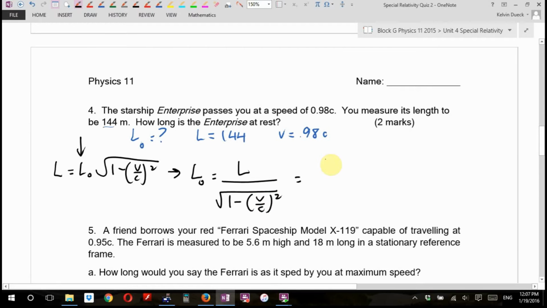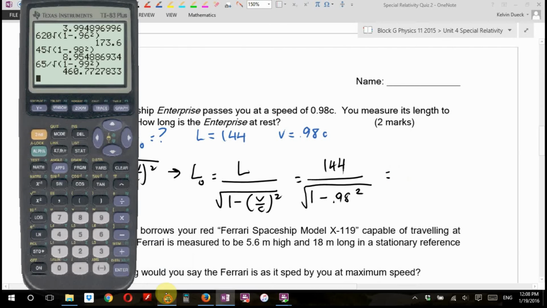So it's going to be 144 divided by the square root of 1 minus 0.98 squared. Jared, I already canceled out the c's, so I didn't give you your moment of attention there. Sorry. I know you're looking forward to it. It's going to be 144 divided by square root, answer bracket, 1 minus 0.98 squared. 724. I think according to Wikipedia, it's 725 meters long.